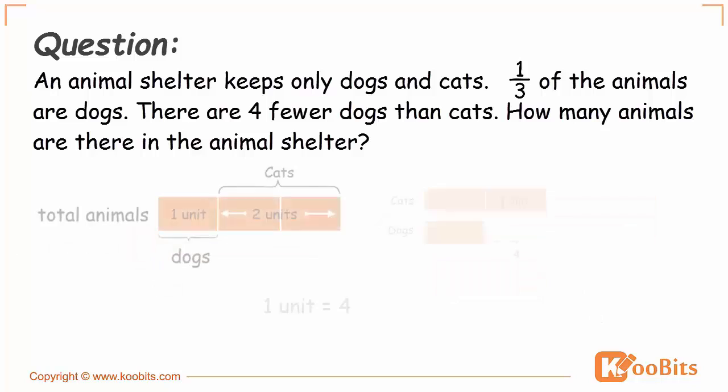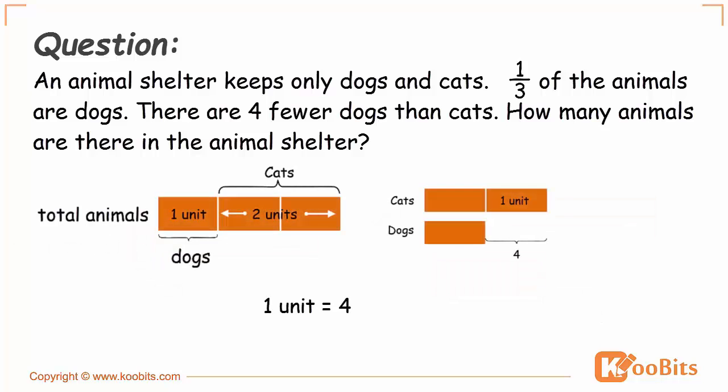1 unit equals 4. The total number of animals in the animal shelter is represented by 3 units. 3 units equals 4 multiplied by 3 equals 12. Hence, there are 12 animals in the animal shelter.